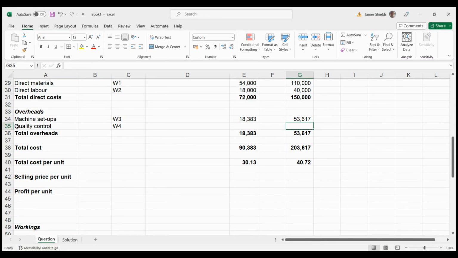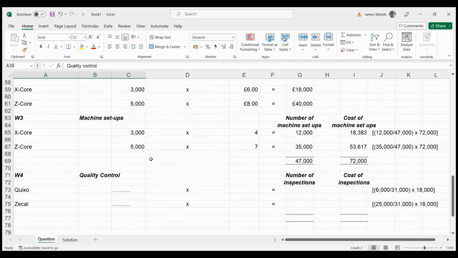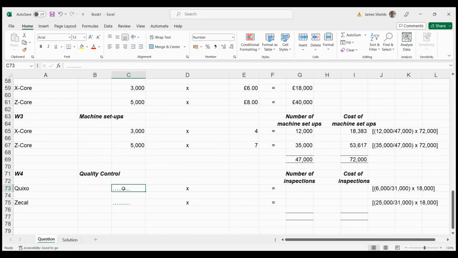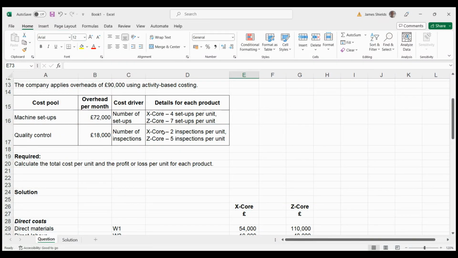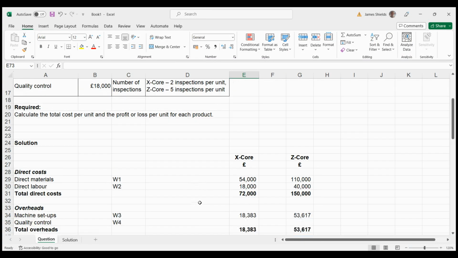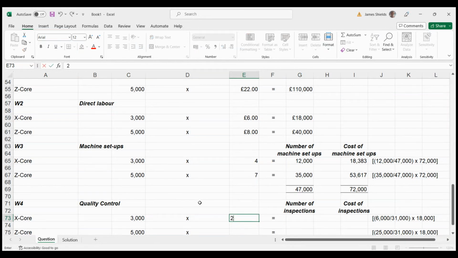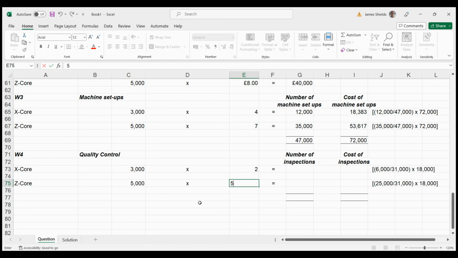Now we've got to do down for quality control now. So working number 4, quality control. So again, the number of units for X core and Z core, we've got 3,000 and 5,000. Now, how many inspections were there? X core were 2 and Z core were 5. So it's 2 and 5.